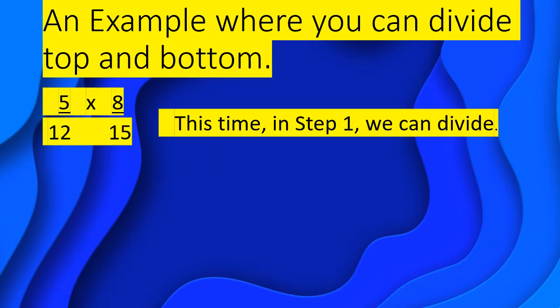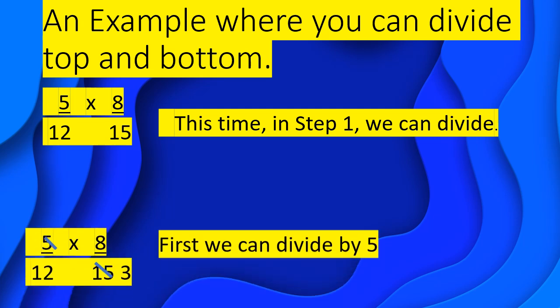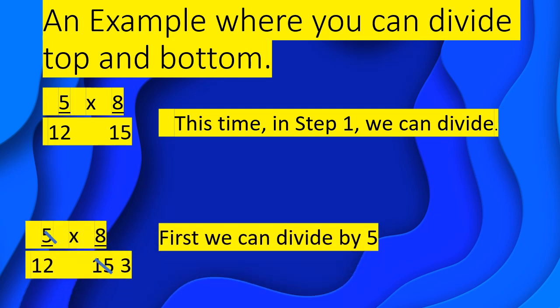So this is an example where you can divide the top and bottom. You remember last time we had 1 on the top, so you couldn't do it. So we have 5 by 12 times 8 by 15. So we can divide. We can take the 5 on the top and the 15 on the bottom, and we can divide by 5. And as you can see, 5 on the top becomes 1, the 15 on the bottom divided by 5 becomes 3.